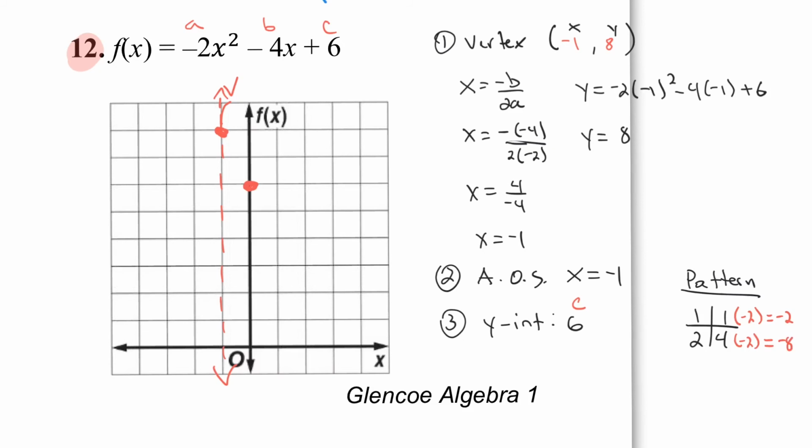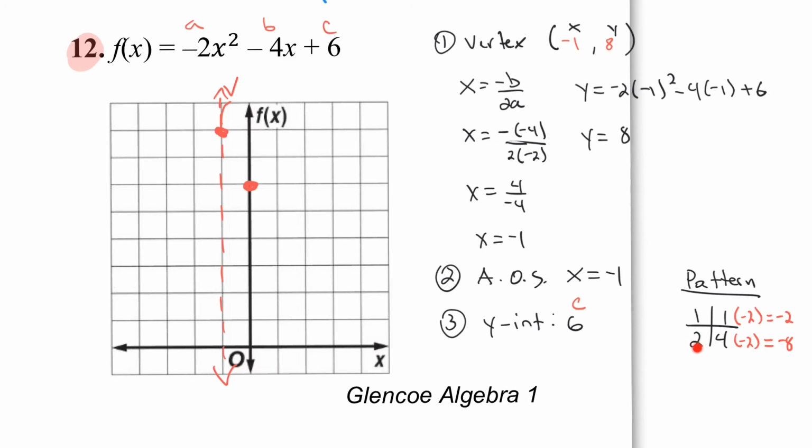So what does it mean? It means that from the vertex right here, you guys are going to go 1 to the right, and -2, that means down. Negative means down. From the vertex, 1 to the right, 1, 2. Hey, guess what? We already have that point. It is the y-intercept. Okay, so let's go ahead and look at the next one.